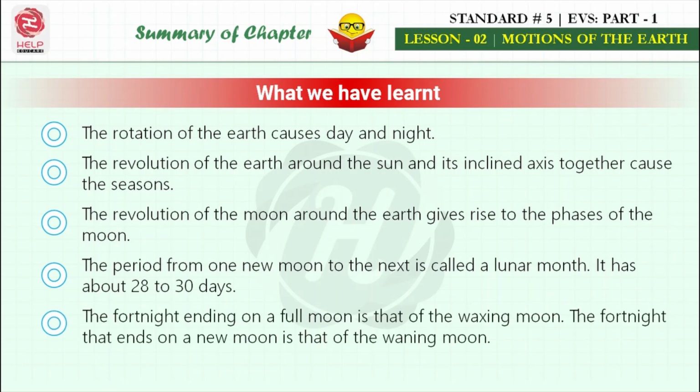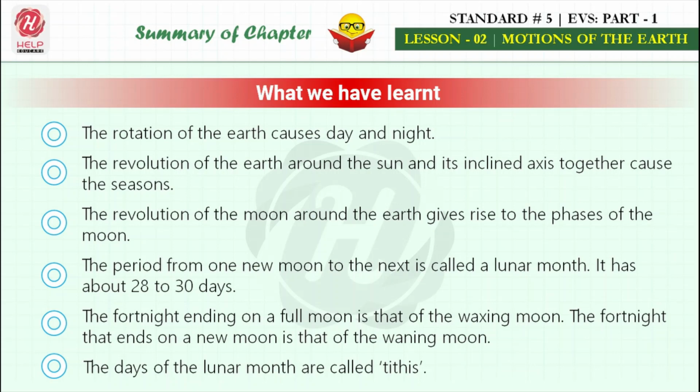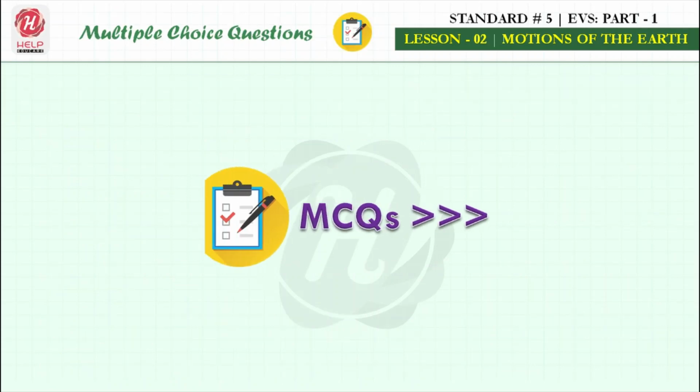Point number 5. The fortnight ending on a full moon is that of the waxing moon. The fortnight that ends on a new moon is that of the waning moon. Point number 6. The days of the lunar month are called tithis. Now get ready to solve some multiple choice questions coming in the next section of this video.